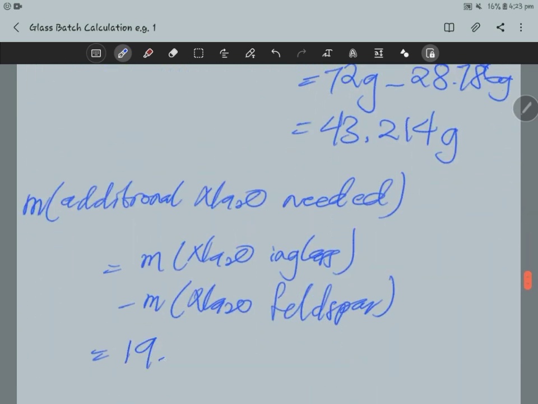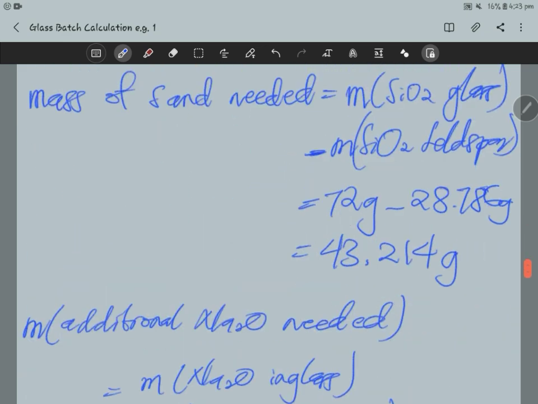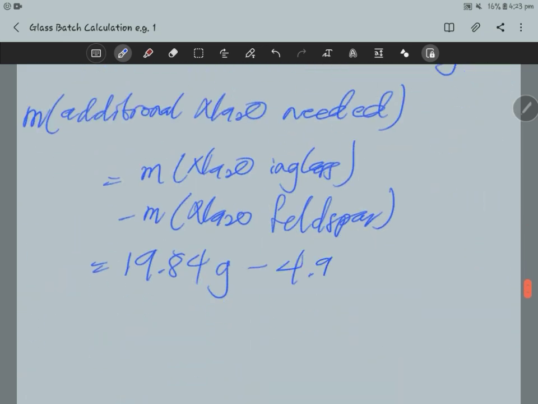So let's see, that's 19.84 grams minus the contribution from the feldspar. That's 4.958 grams. So this calculation gives us the extra Na2O that we need, right? 14.882 grams. This is the extra that we need, the additional Na2O needed, right?